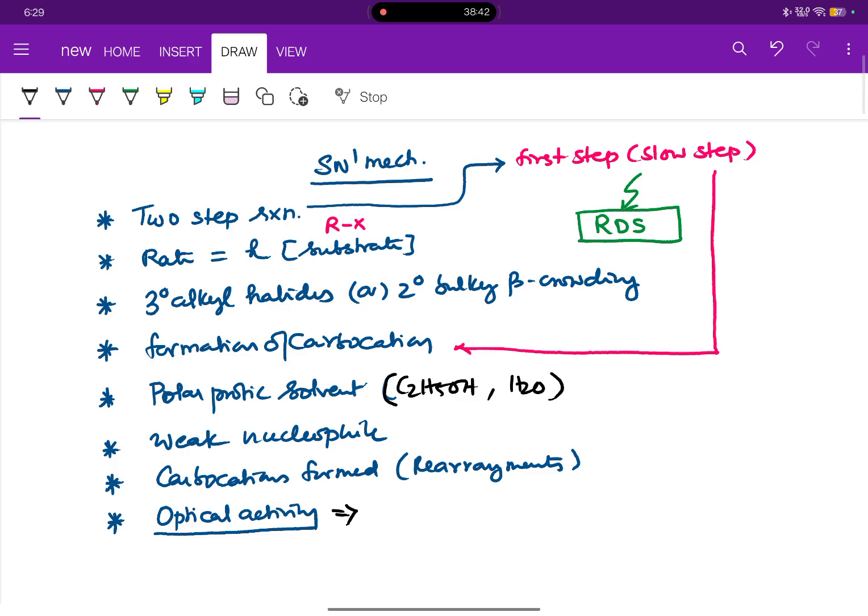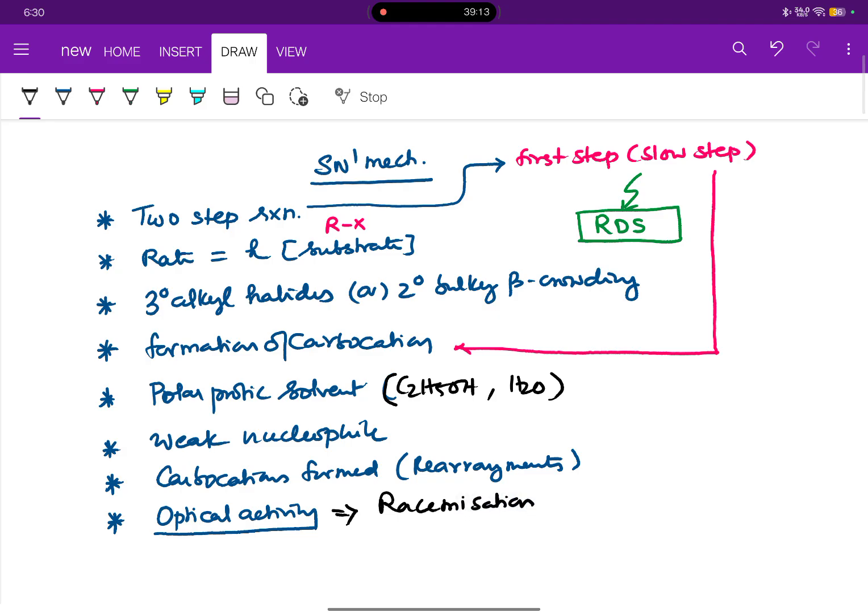Very important point is the next point. Since this reaction is independent of the nucleophile, even a weak nucleophile works well for an SN1 mechanism. The second to last point: carbocations are formed, so rearrangements are possible. The last point is optical activity, which will be separately taught to you. So as of now, for the sake of writing the point, please make a note: the optical activity in SN1 leads to racemization.